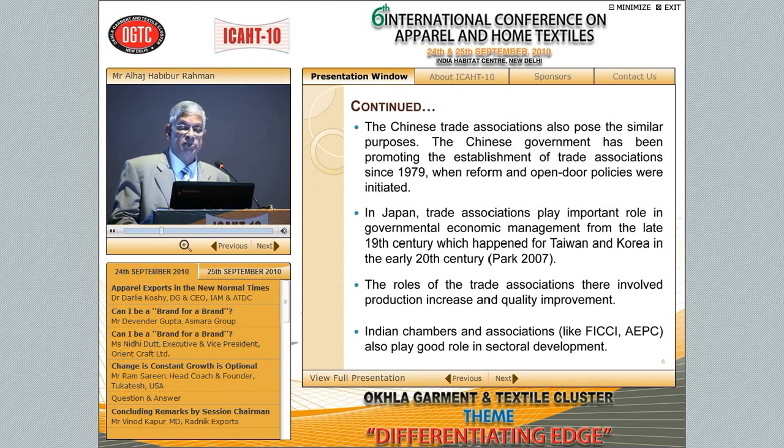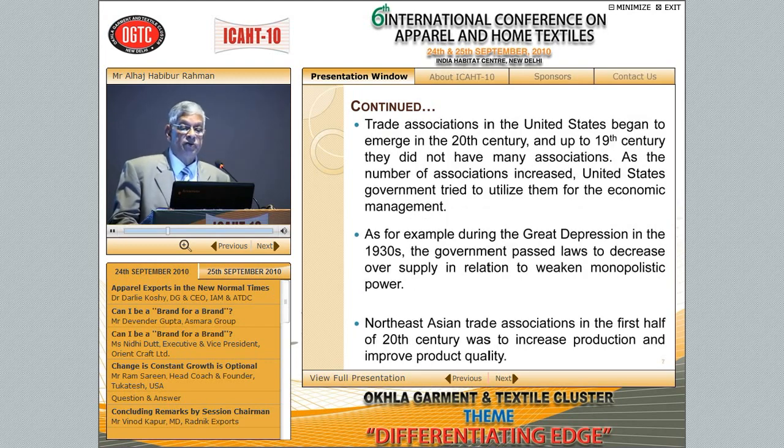The Chinese government has been promoting the establishment of trade associations since 1979, when reform and open door policies were initiated. In Japan, trade associations have played an important role in governmental economic management from the late 19th century, which happened for Taiwan and Korea in the early 20th century. The role of the trade associations involved production increase and quality improvement. Indian chambers and associations like FICCI also played a good role in sectoral development.